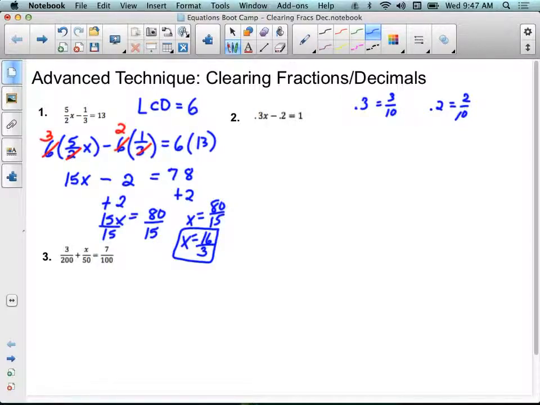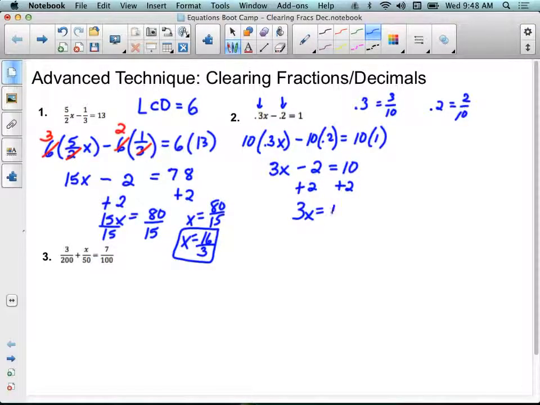What I see here are tenths and tenths. I'm going to multiply through by 10. 10 times 0.3x minus 10 times 0.2 equals 10 times 1. So 0.3 times 10 is 3x. 0.2 times 10 is 2. And 10 times 1 is 10. Again, we've just transformed this into a very simple two-step equation. 3x equals 12, divide by 3, and we'll get x equals 4. Again, no need to use a calculator at all.